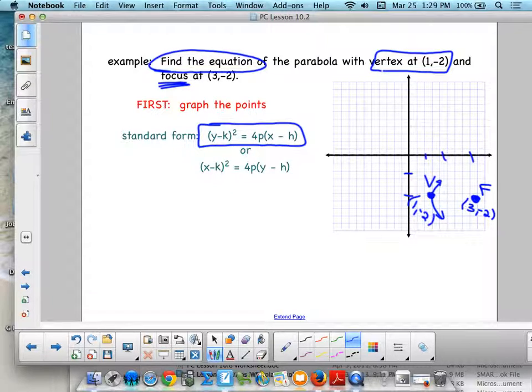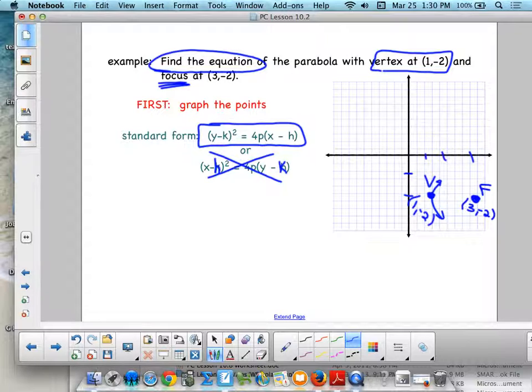Before I cross it out, I got to tell you, I made a mistake. It's not x minus k squared. Isn't this supposed to be minus h? And this one is supposed to be y minus k. Just so you know, I made a mistake on my notes. But we're not looking at this equation because that's a parabola that goes up or down. We're looking at this equation.